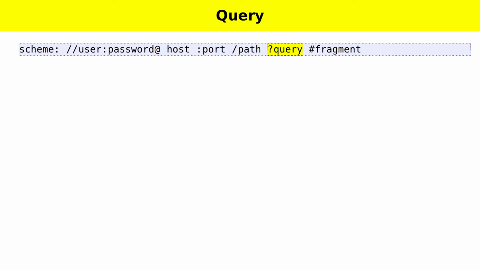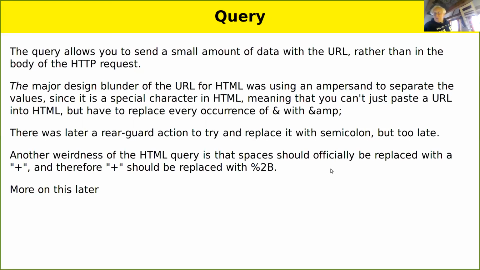After the file path, we've got the query. The query allows you to send a small amount of data with the URL rather than in the body of the HTTP request. The major design blunder of the URL for HTML was using an ampersand to separate the values that get sent, since the ampersand is a special character in HTML, so that you can't just paste a URL into HTML, but you have to edit it and replace every current occurrence of an ampersand with ampersand amp semicolon.